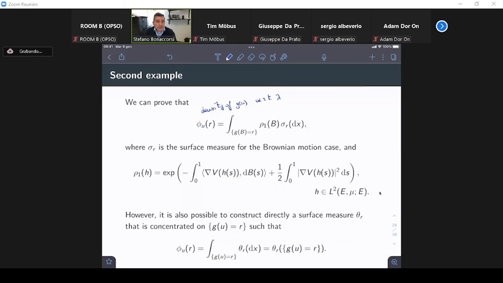This is interesting because I will use the same level sets as before and just use a density on this level set. However, we can also construct directly a surface measure on the level sets of G_U, and prove that this density is given by the measure of the level sets of G_U equal to R. So we have two different ways, if you want, to give the same result, and to go from one to the other is just a change of variable problem.